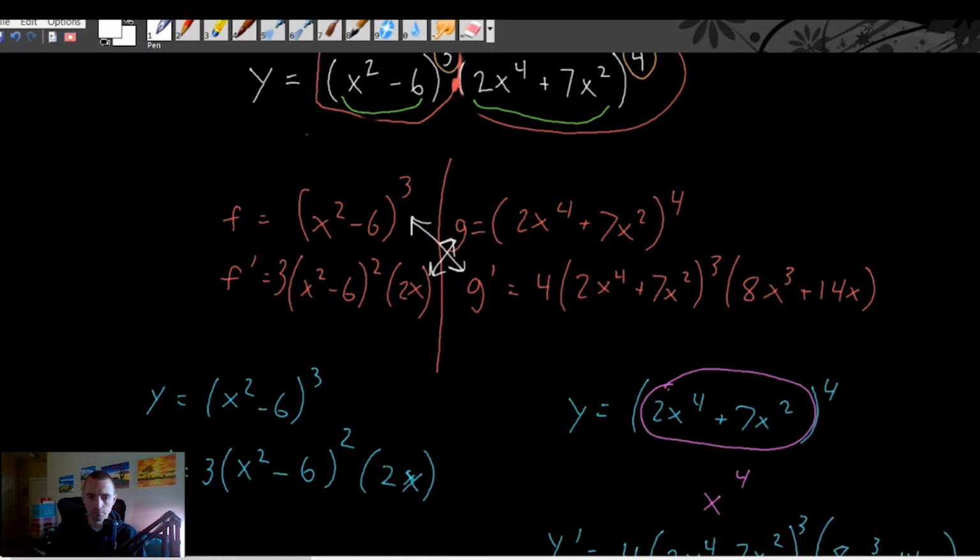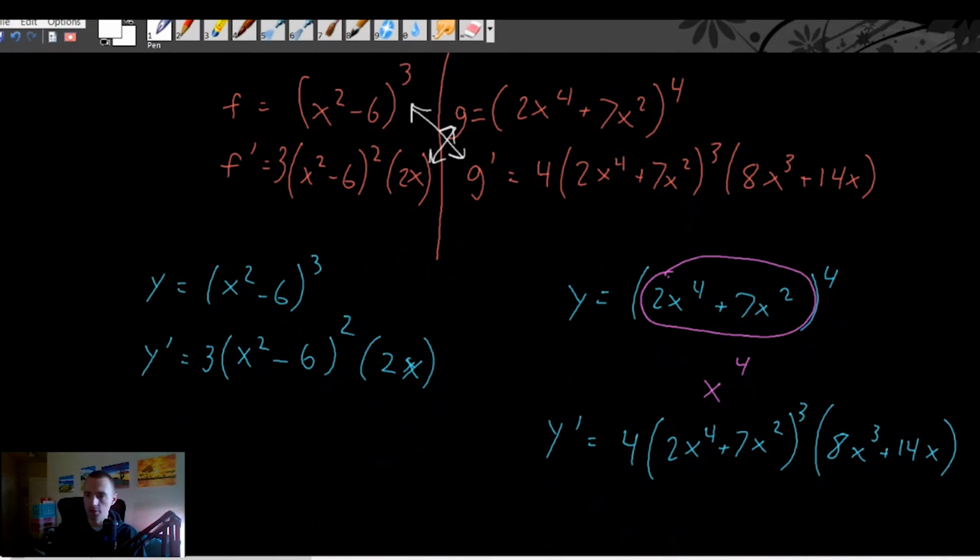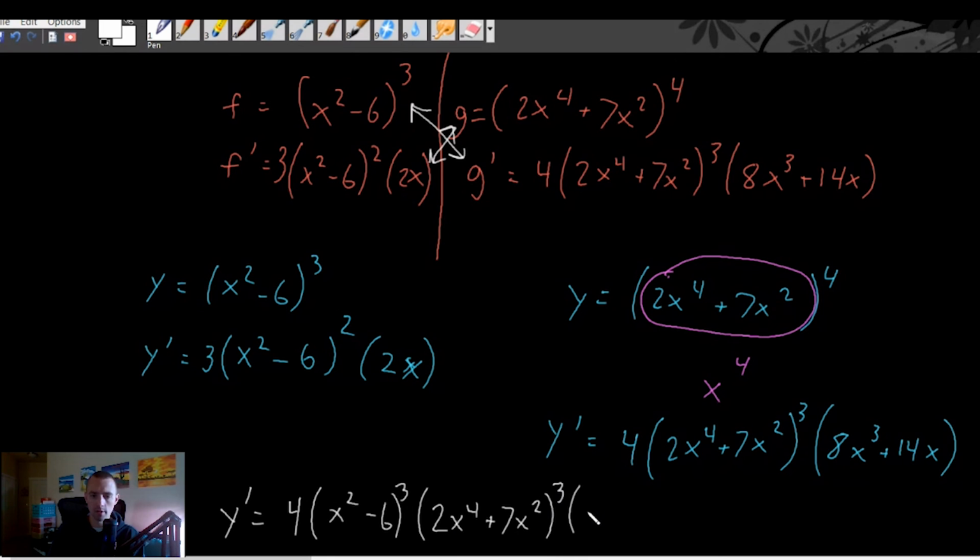So basically, doing that is just going to give us f times g. So y prime is just going to be this piece here times this whole piece here. So I'll go ahead and put this 4 coefficient out in front. So 4 times (x squared minus 6) cubed times (2x to the 4th plus 7x squared) cubed times (8x cubed plus 14x). And then we add what we get from multiplying f prime times g. So this whole thing times this whole thing.